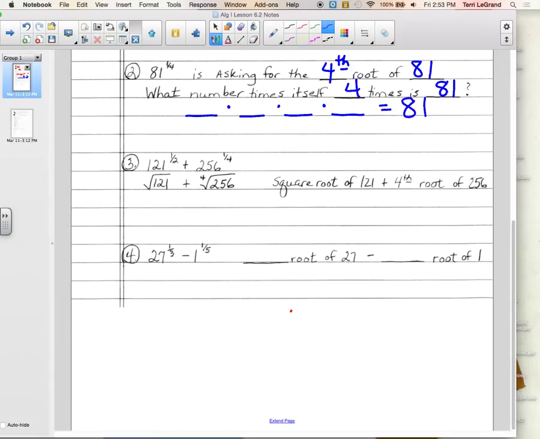What do you think it is, Hunter? 3. You guys agree? 3 times 3. 3 times 3 is 9. 9 times 3 is 27, times 3 is 81. Okay. And is it 9 times 9, 81? And what is 9? 3 times 3. So, I'm feeling pretty good about 3. So 3 times 3 times 3 times 3 does yield 81, so we can say that 81 to the 1/4 power is 3.